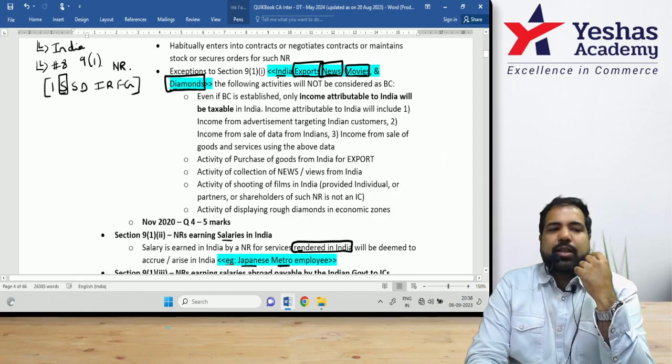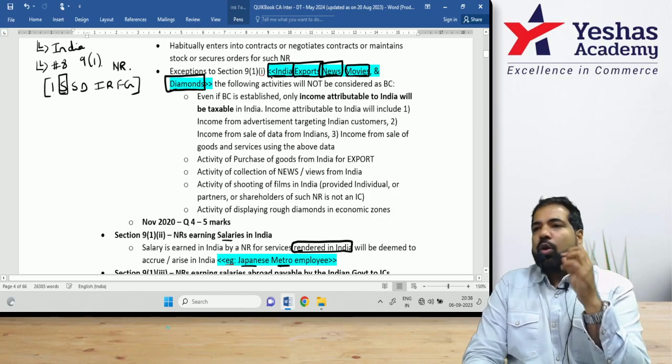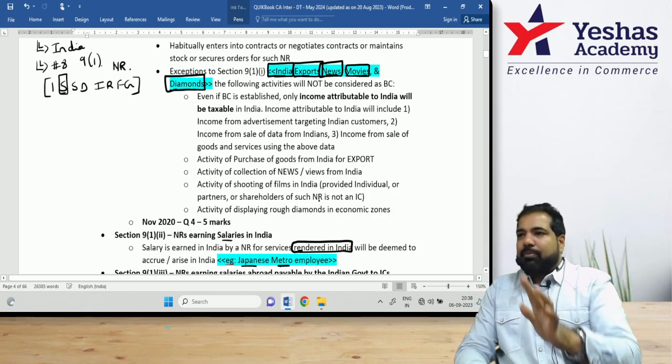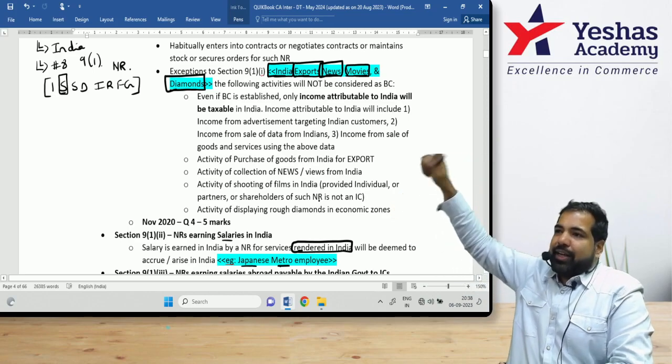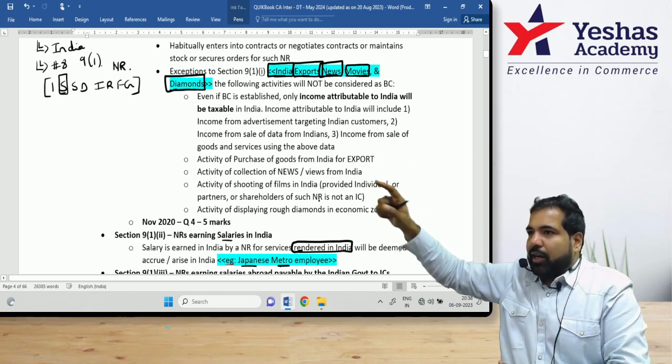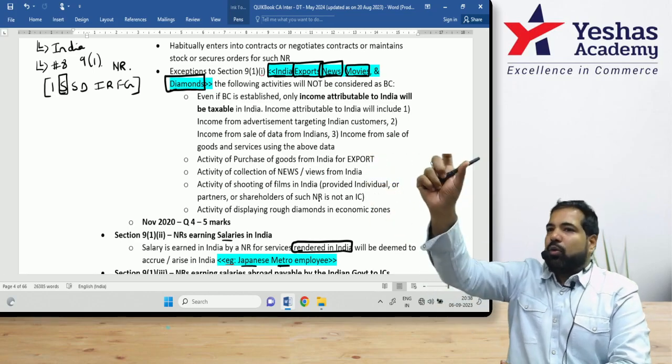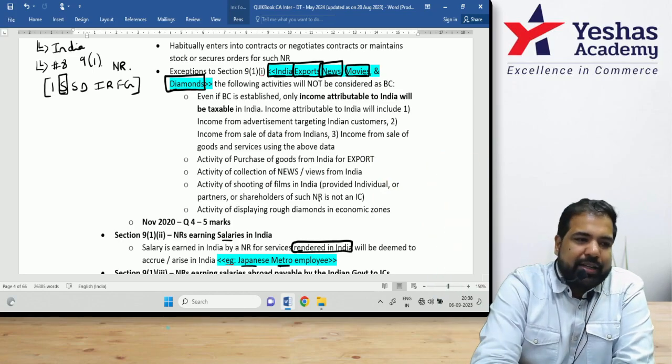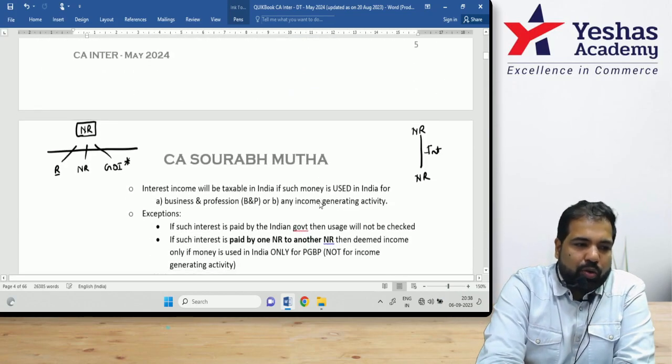Even if you are a business connection, we will tax which income? Only India attributable. That means, guys, if OnePlus China has 90 crore income where? China. 10 crore income where? India. We'll only tax which part? 10 crore. Excellent, guys. This is what this chapter is all about.